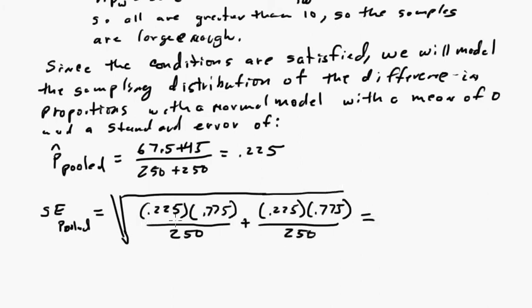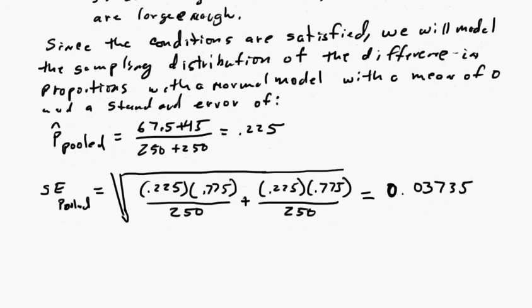All right, now you can do this. You don't have to put the parentheses in. You can do this in your calculator. Calculator understands order of operations. So I get 0.03735.